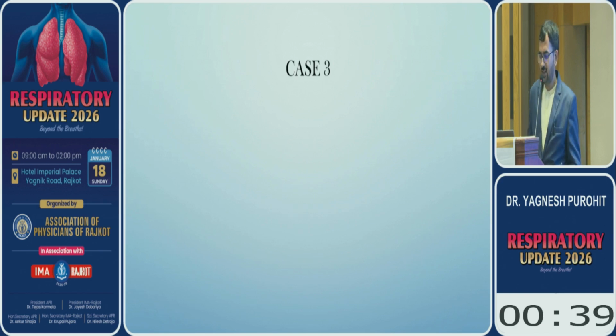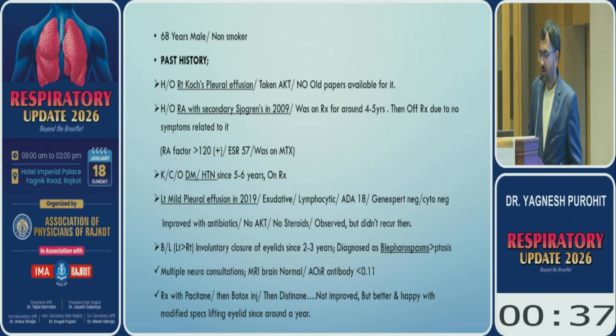So we'll quickly take the third case also. There was a 68-year-old male non-smoker having multiple past histories. History of right-sided pleural effusion, took AKT, no papers available. History of RA with secondary Sjogren's in 2009.